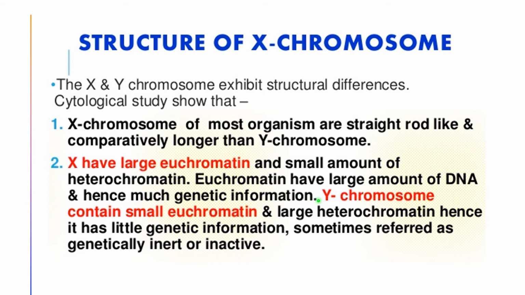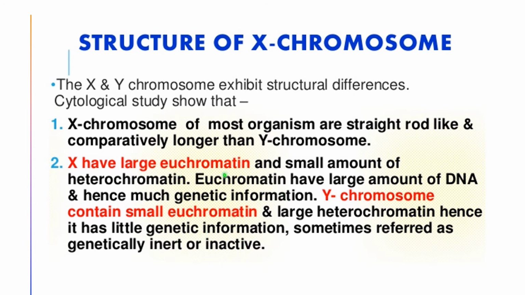But when we talk about the Y chromosome, it contains small euchromatin and large heterochromatin. Hence, it has little genetic information, and is sometimes referred to as genetically inert or inactive. What are they referred to as? Genetically inert or inactive. This is about the X and Y chromosome with respect to euchromatin.